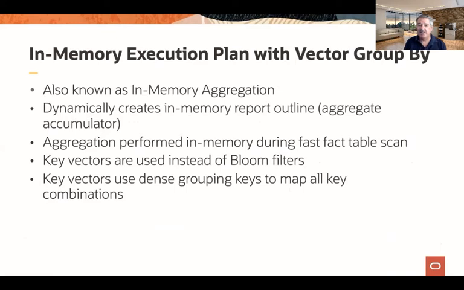But the bottom line is, rather than using Bloom filters, we're going to use key vectors. That enables us to map to dense grouping keys, because we're going to create an aggregate accumulator in memory. And not only are we going to do the hash join, we're also going to do the aggregation in memory during the scan of the tables. And so that's one of the big benefits of vector group by. We can not only do the join, but we can do the group by aggregation during the scan of the tables.